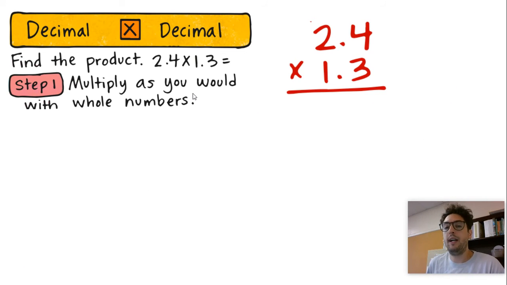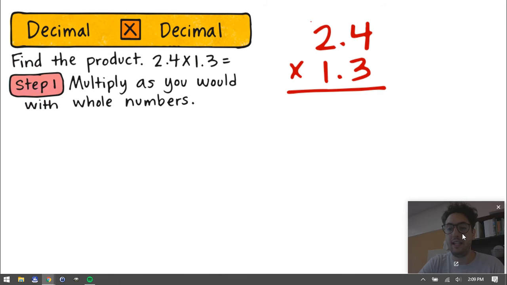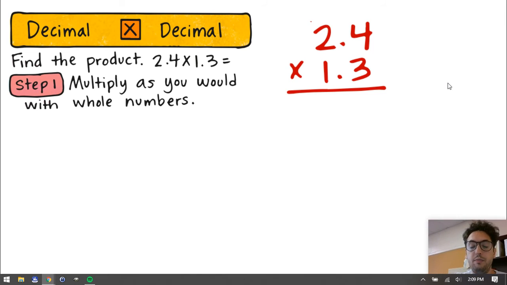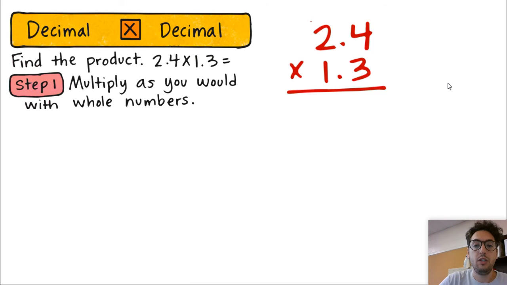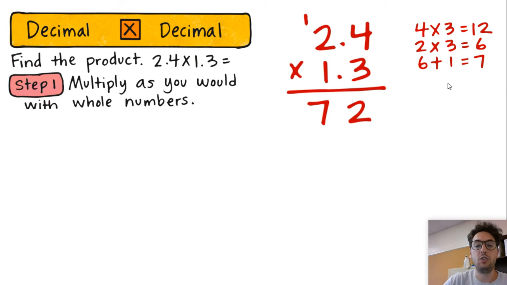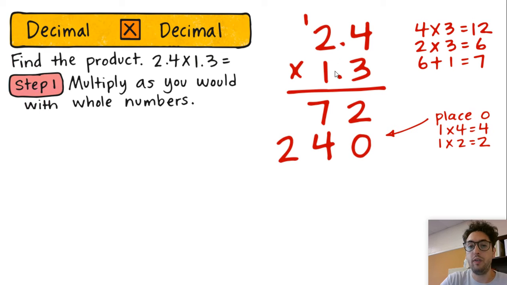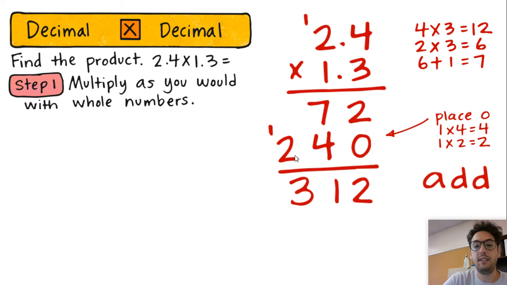But what if we multiply a number that has a decimal by another number that has a decimal? Believe it or not, this is almost exactly the same set of steps that we did in the first problem. So we're going to multiply our starting number. So we're going to multiply by 3. And so 3 times 4 is 12. We carry our 1. 3 times 2 is 6. 6 plus 1 is 7. So we got 72. And then we add our 0 because we're moving over in place value. And then we've got 1 times 4 is 4. And then 2 times 1 is 2. And then we add it together.